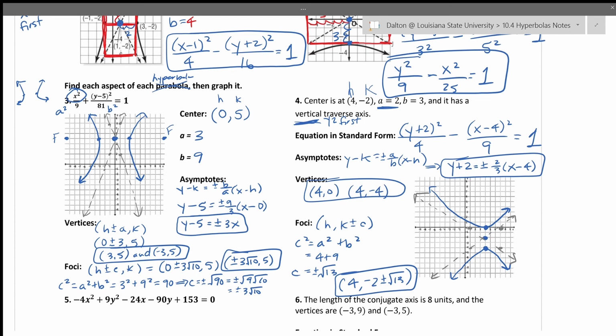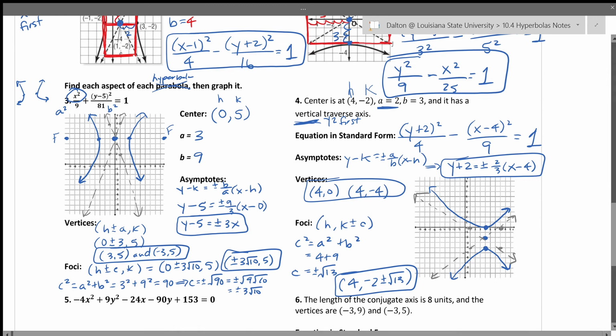And if you estimate what that is, the square root of 13 is about 3.6. So that means from the center point, you'll count 3.6-ish in both directions. And remember, your foci should be on the inside of your curves.